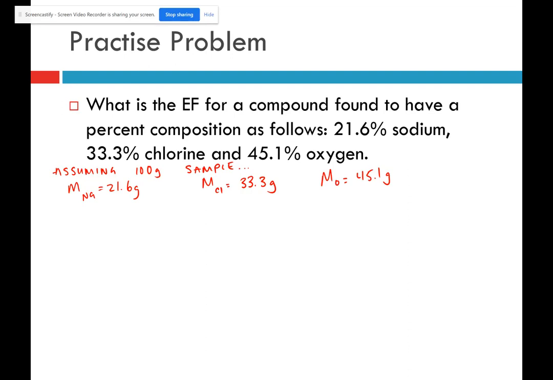Now that we've figured out our masses, we're going to figure out our moles. So moles of sodium is going to be our mass divided by our molar mass. So our mass was 21.6 grams, and we're going to divide that by, if we look on the periodic table, 22.99 grams per mole.